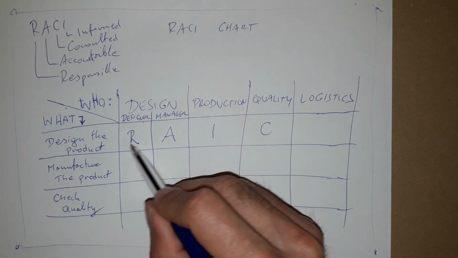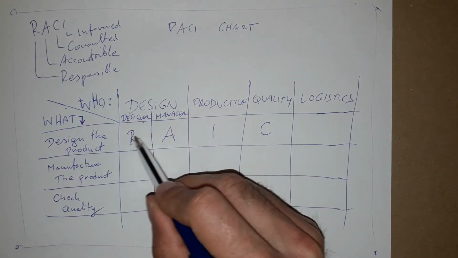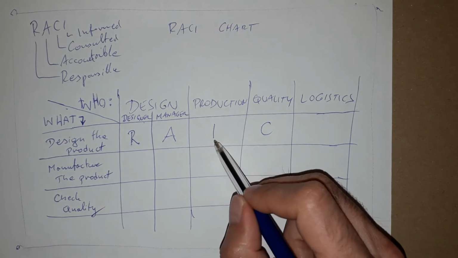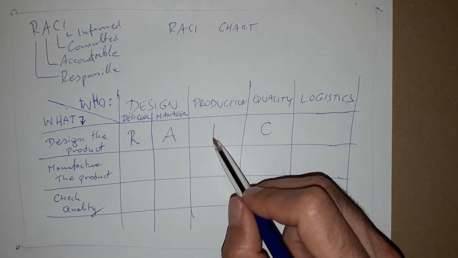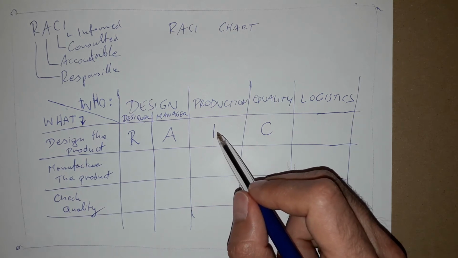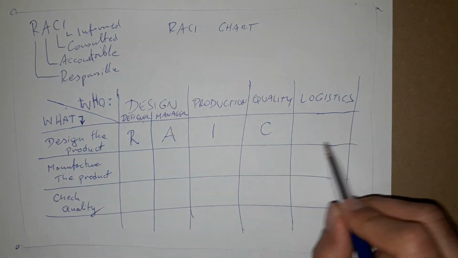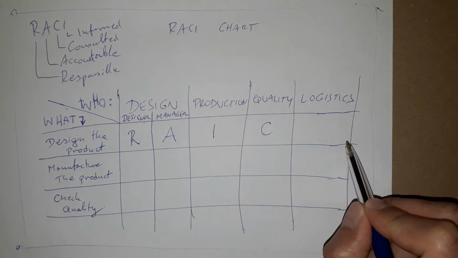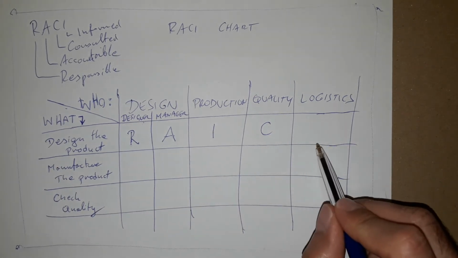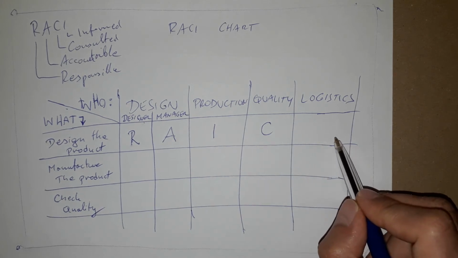Okay, when the production is ready, the design department, the responsible or accountable person, needs to inform the production department that something is going on, and the new design will finally come over to production. So then let's go to logistics. They play no role here in the design process. They do not need to be informed, consulted, accountable, or responsible. So you leave this field empty.